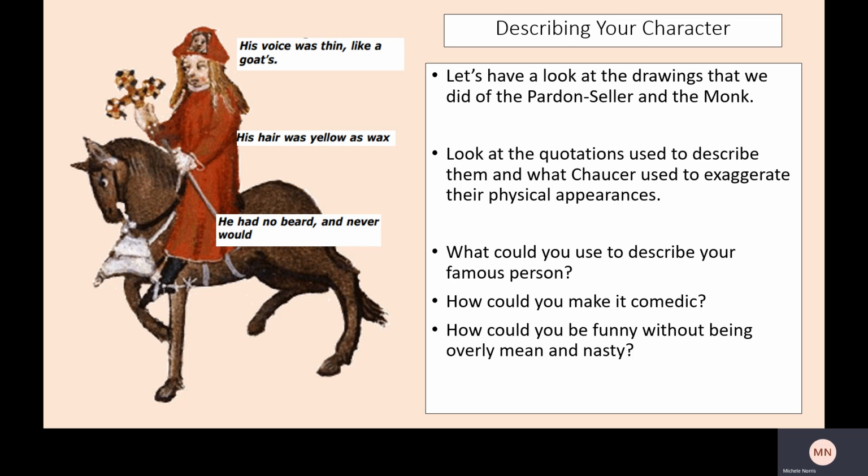What could you use to describe your famous person? Could you use a simile or a metaphor to liken your character's voice to something else or an aspect of their appearance? Maybe they might have had eyes that looked like something that was a bit unusual, for example. How could you make it comedic? And how could you be funny without being overly mean and nasty? So remember, we're not being really unpleasant to them. It's just a bit of a send up, just making fun of them.